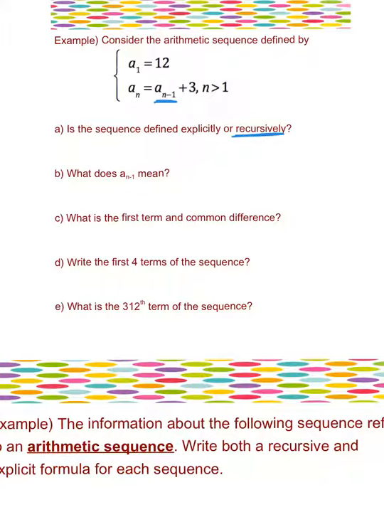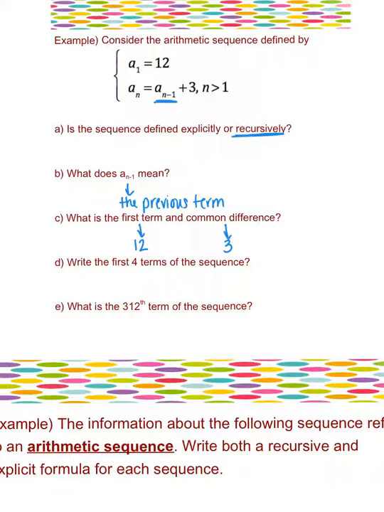The next question is, what does a sub n minus 1 mean? Well, I know that stands for the previous term, or the one preceding a sub n. The next question, what is the first term in the common difference? So I can see the first term is 12, and my common difference is 3, because we are adding 3 each term. Let's write the first 4 terms of the sequence.